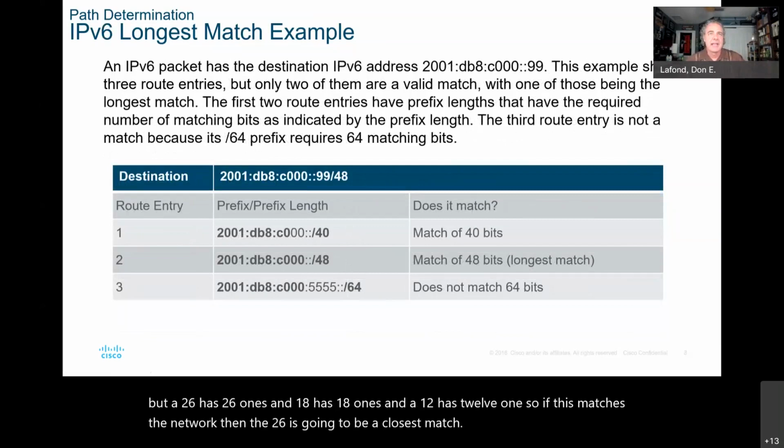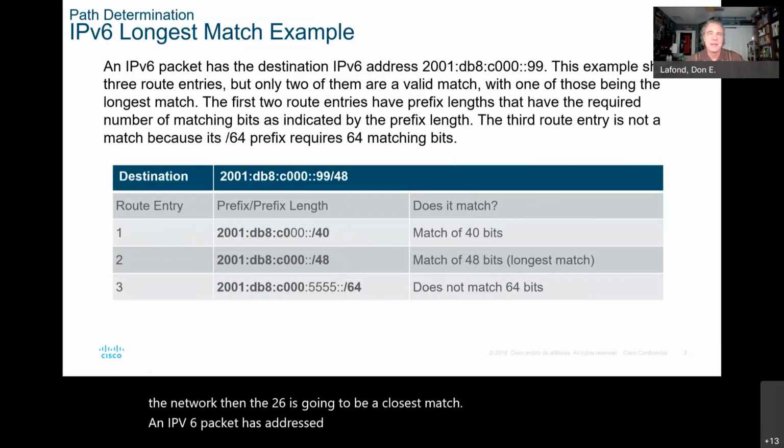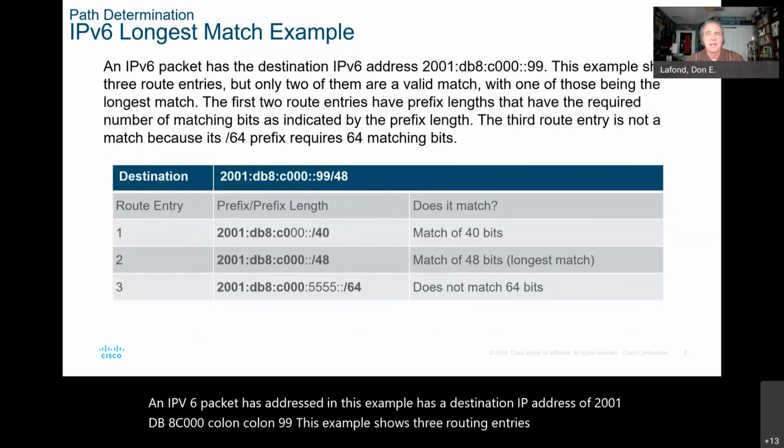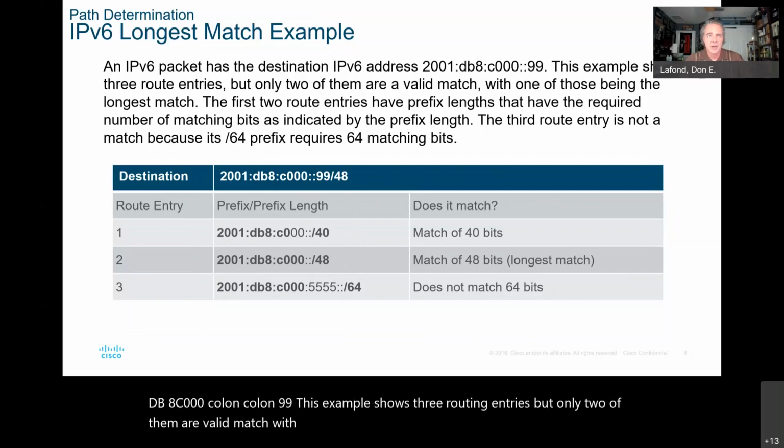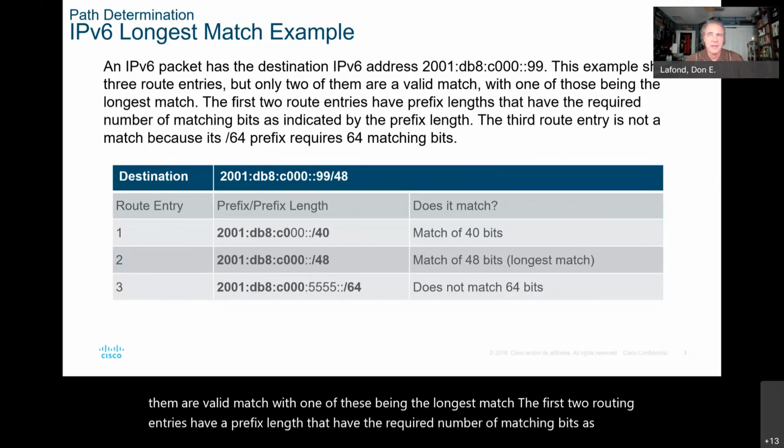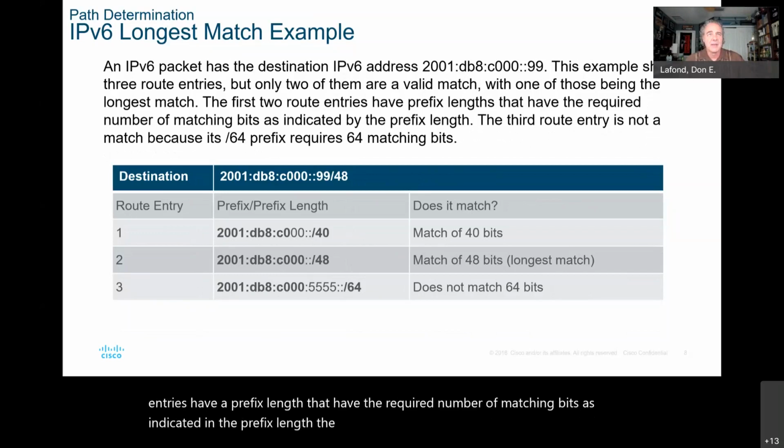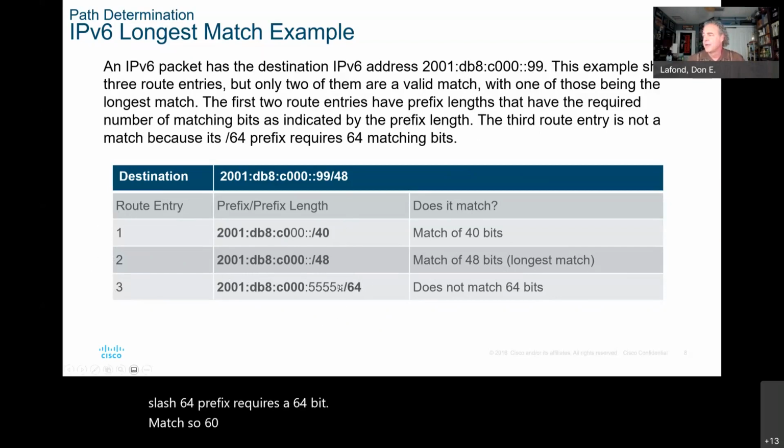An IPv6 packet in this example has a destination IP address of 2001:DB8:C000::99. This example shows 3 routing entries, but only 2 of them are a valid match, with one of these being the longest match. The first 2 routing entries have a prefix length with the required number of matching bits as indicated in the prefix length. The third routing entry is not a match because the /64 prefix requires a 64-bit match. So /64 requires 64 bits, but 64 does not match.